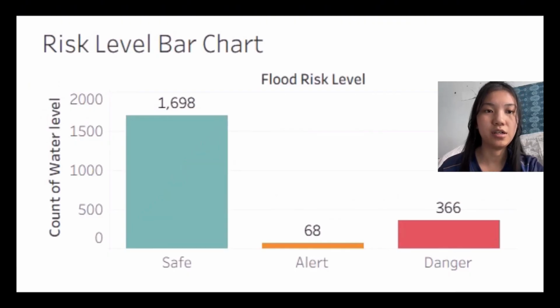Number 7 is the risk level bar chart, and it shows the safe condition dominates the data set, the alert condition occurs less frequently, and the danger condition occurs the least. Despite being fewer in number, the danger events are operationally critical as they represent periods where tunnel safety may be compromised. This emphasizes the importance of focusing on high-impact, low-frequency events.